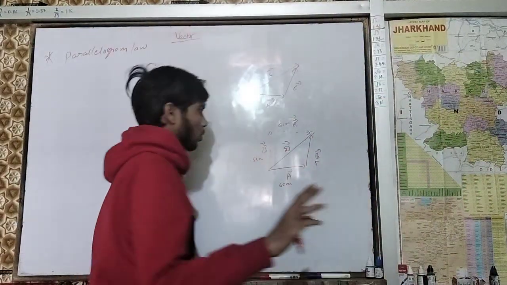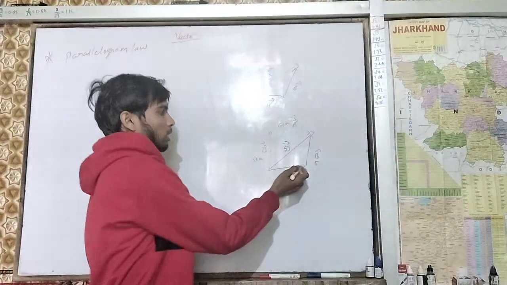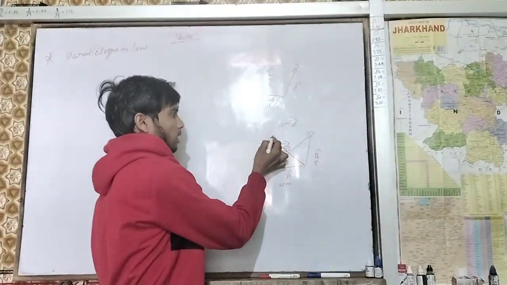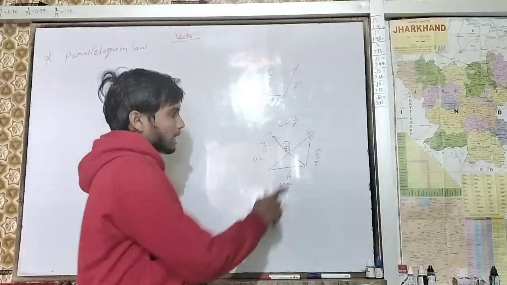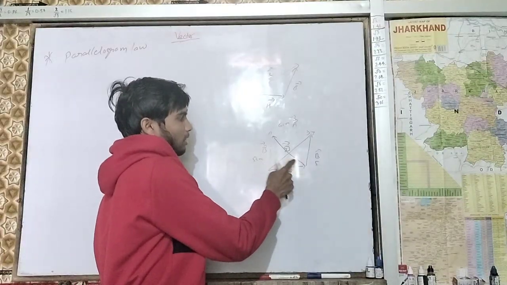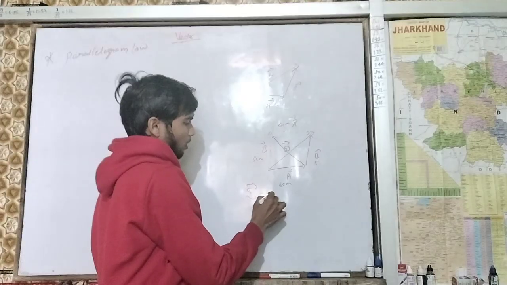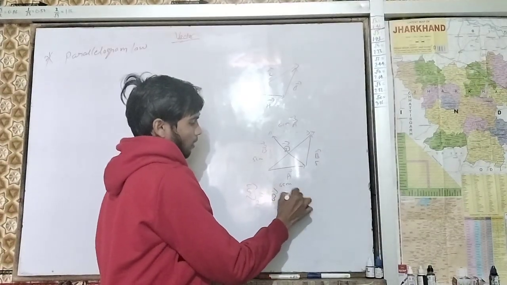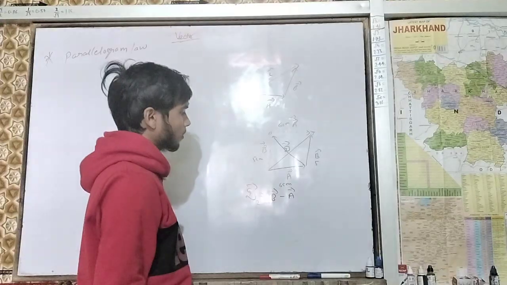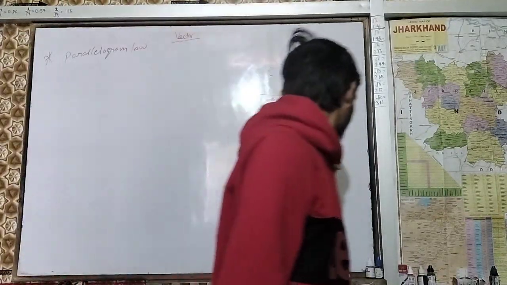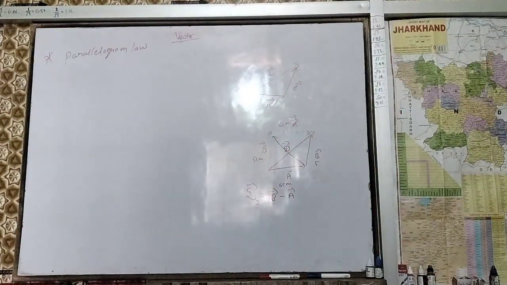Now there are two diagonals. One is this one, another one is this. It is just opposite of this. So that's why diagonal 2 will be equal to vector B minus vector A.